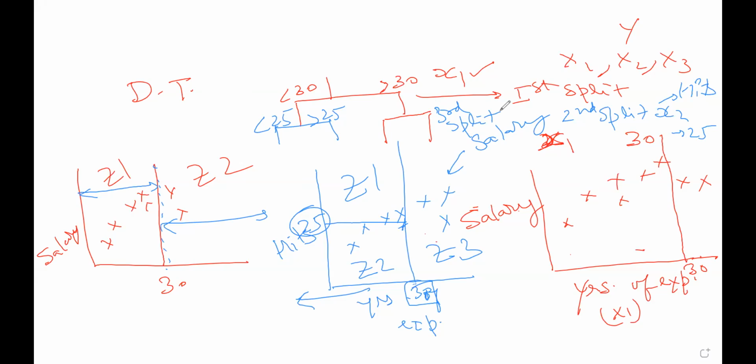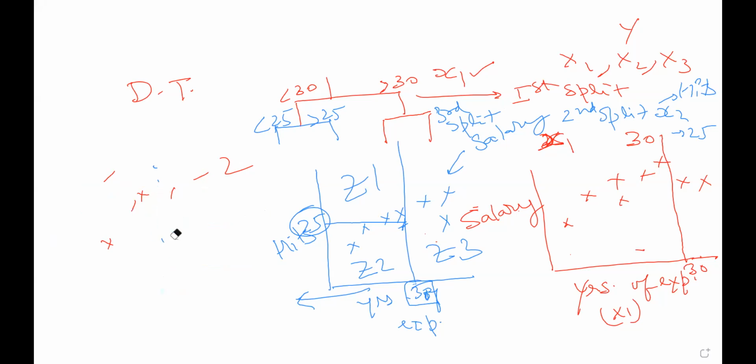Okay. So these groups are called bags? No, splitting is not called bagging. This is called growing the decision tree, right? So I'll just show you growing the decision tree. Let me rub some part off.